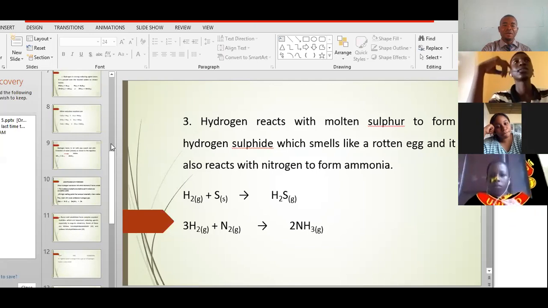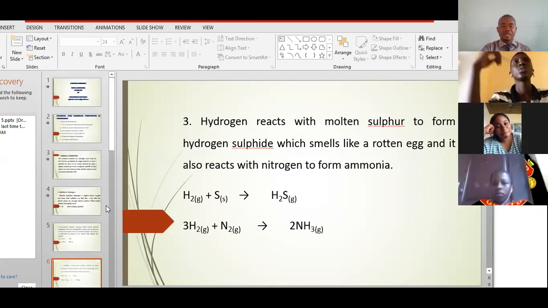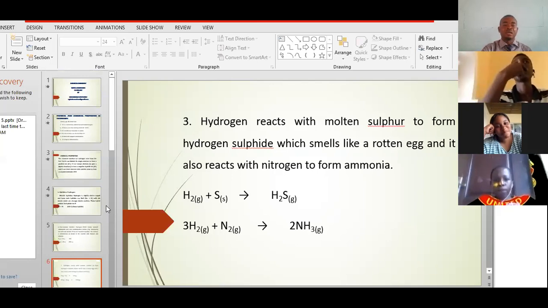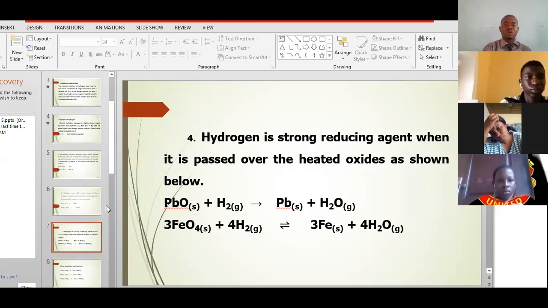Remember, ammonia is a heavy chemical. And what are heavy chemicals? Heavy chemicals are those chemicals that are produced in very large quantities for the manufacture of other substances in the industry.